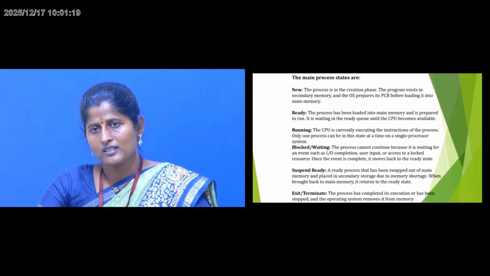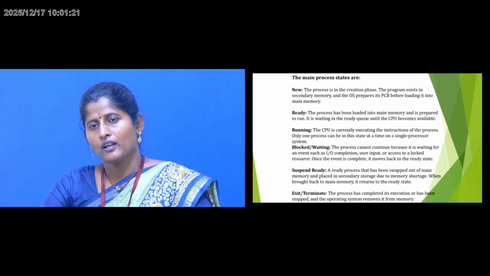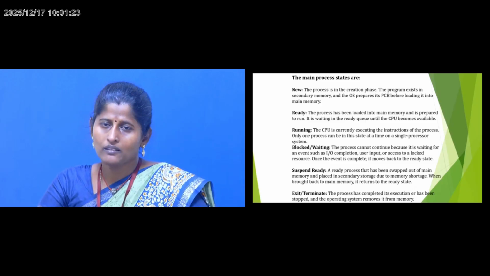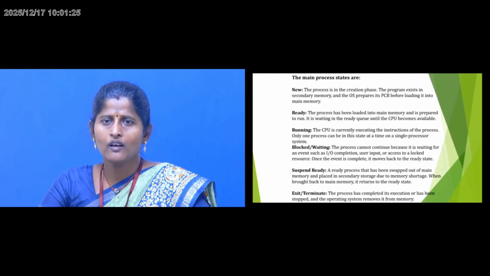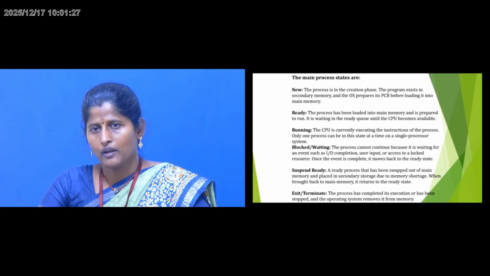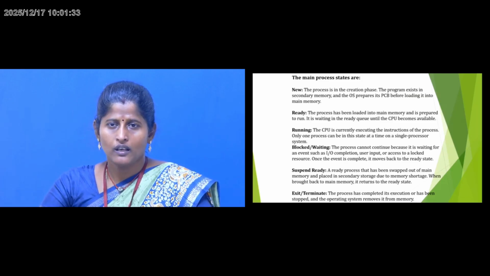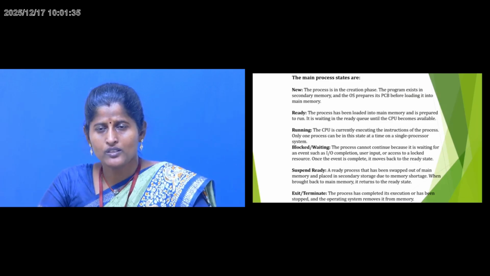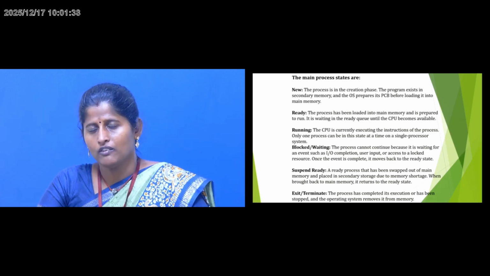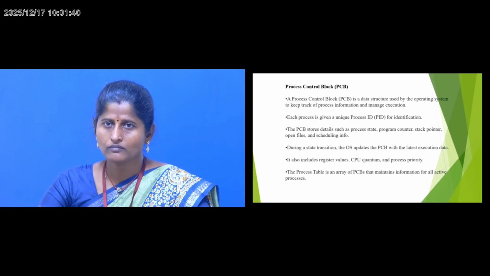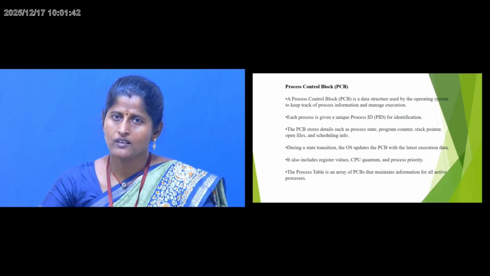Not only an interrupt: suppose P3 needs some IO request, then until the IO responds, P3 holds itself. And the next one is suspended ready. If the waiting block is full, then P3 is placed in the suspended ready queue. Likewise, suspended ready swap also. And then exit: when the execution of the process is completed successfully, it will be terminated.